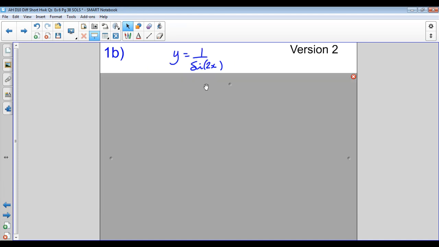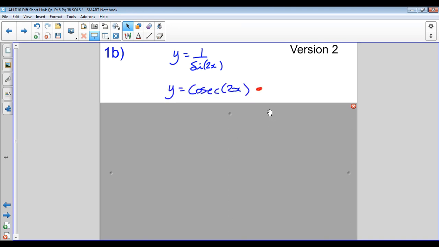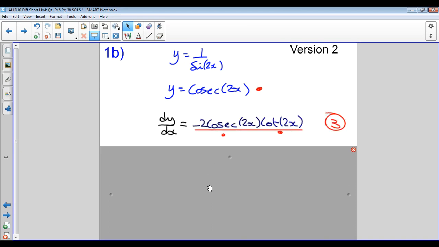Another version would be for you to change that before you even start. So 1 over sine is the same as cosec x. So I'm giving you the mark for realising there. And then you could just go to the formula sheet and you get cosec x goes to minus cosec x cot, but you have to remember the chain rule as well. So I'm giving you 1 mark for the cosec x and 1 mark for the cot and 1 for wherever you've decided the chain rule is coming from. So you need the 2 at the front. So let's just say 1 mark for that part and then 1 mark for that.